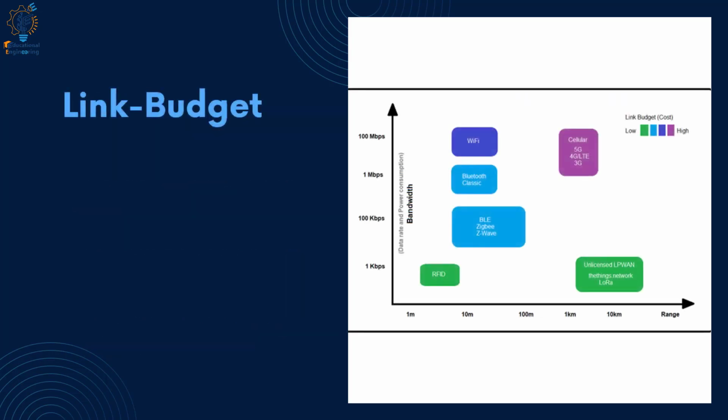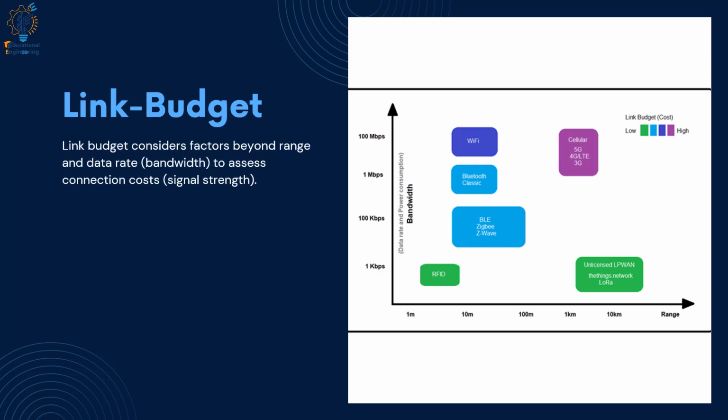The link budget refers to the overall expense incurred in establishing a connection between two points, often used to compare different wireless technologies. In simpler terms, it measures the total cost of transmitting a signal from point A to point B, and it's measured in dBm.